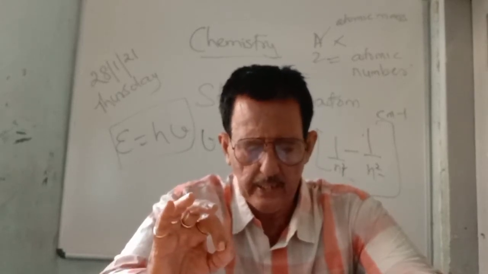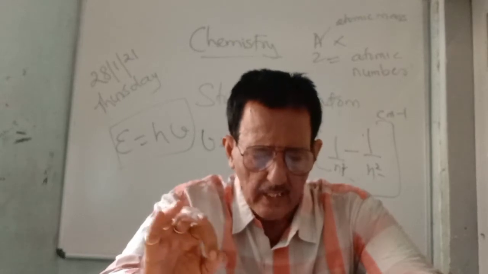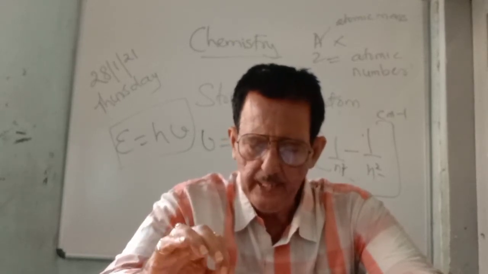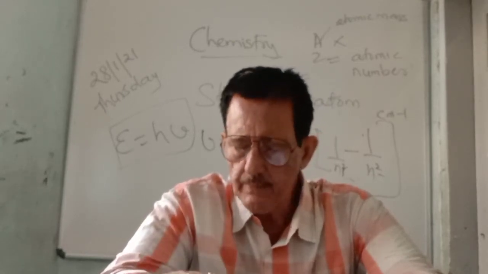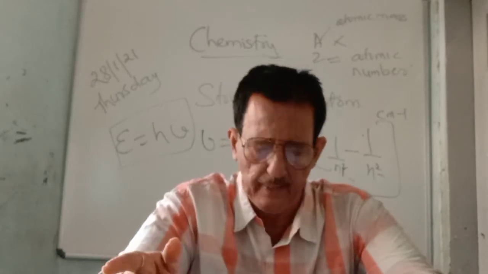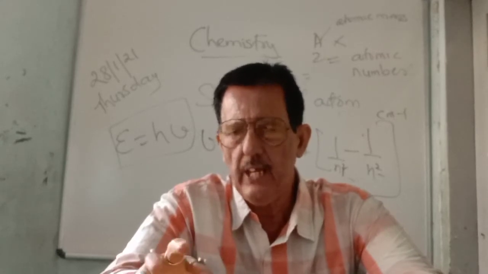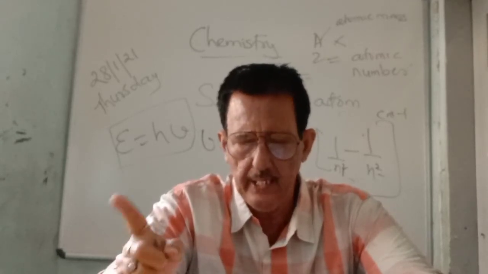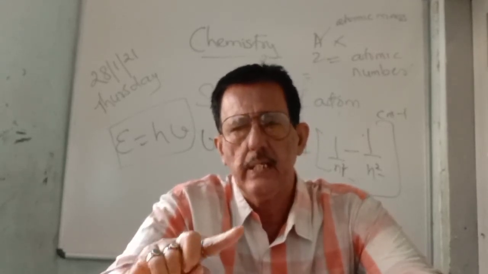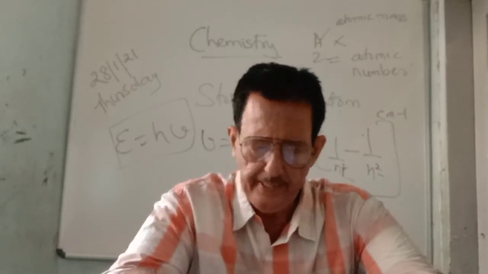Now we discuss a little bit about the Pauli exclusion principle. An orbital can accommodate a maximum of 2 electrons with opposite spin. Okay, we will have only 2 electrons and they both will have opposite spin. It means if one electron is moving clockwise, the other electron will move anti-clockwise.